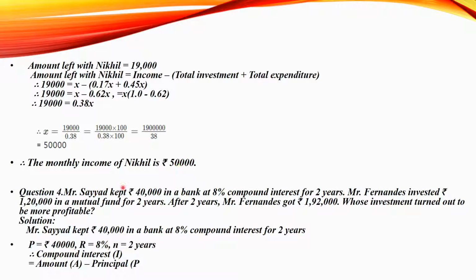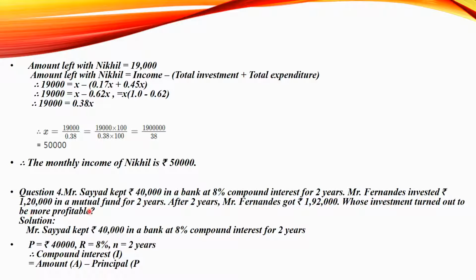Question number 4. Mr. Syed kept rupees 40,000 in a bank at 8% compound interest for 2 years. Mr. Fernandez invested rupees 1,20,000 in mutual fund for 2 years. After 2 years, Mr. Fernandez got rupees 1,92,000. Whose investment turned out to be more profitable?